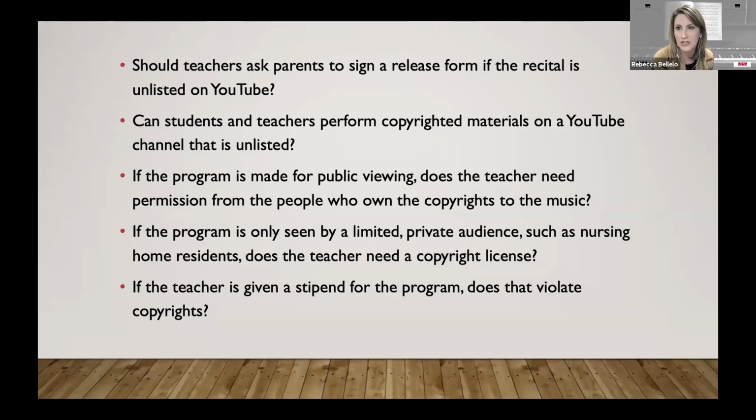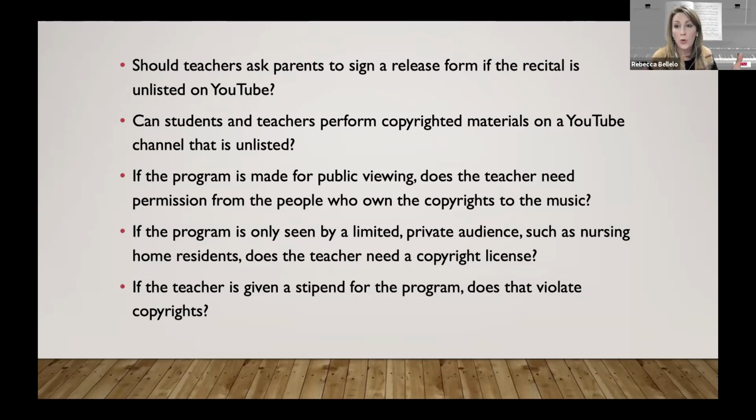Okay, the next two questions, I'm going to take both of those together. If the program is made for public viewing, does the teacher need permission from the people who own the copyrights to the music? And the next question, if the program is only seen by a limited private audience, such as nursing home residents, does the teacher need a copyright license? So that last question, I've already sort of talked about. If the video of a recital is going to a limited private audience, like you're going to send it to nursing home residents, that's a small, limited number of who will be watching it. It's just for that one setting. So no, you don't need a copyright license.